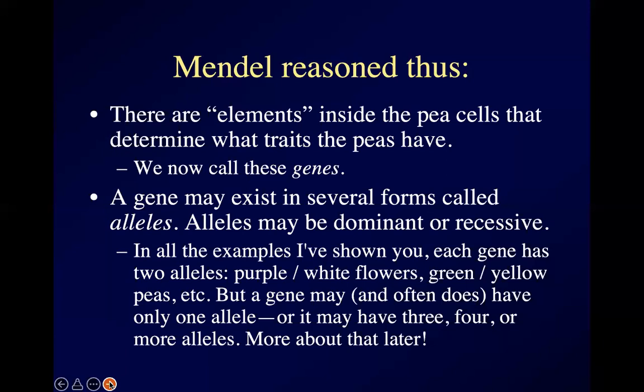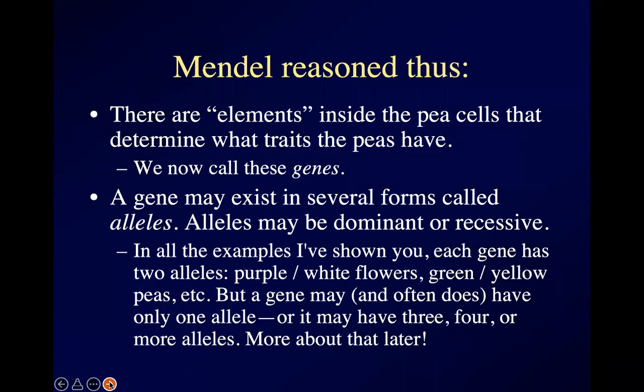So there is a gene for pea flower color. That gene comes in two alleles. There's a purple allele and there's a white allele. And different alleles of the same gene may be dominant or recessive. In the example we've talked about, the purple-flowered allele is dominant to the white-flowered allele.